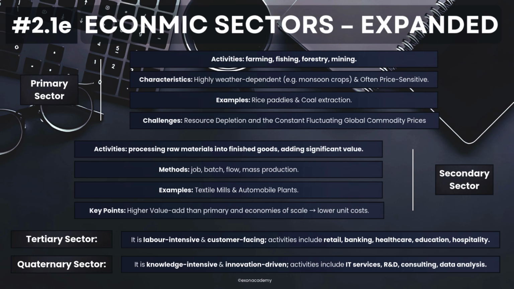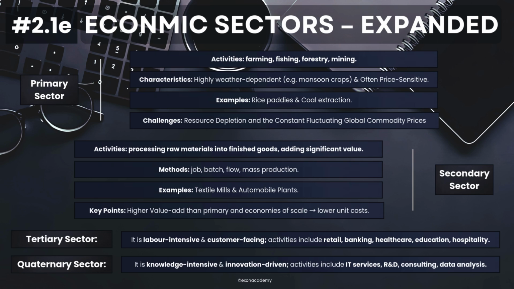Factories use different methods to achieve that. Job production for unique, one-off items like custom furniture, batch production for medium runs like seasonal clothing, and flow or mass production for large volumes such as smartphones or canned drinks. Building products in big quantities lowers the cost per item by spreading fixed expenses, like factory buildings, machines, and management, over many units. This is also known as economies of scale.